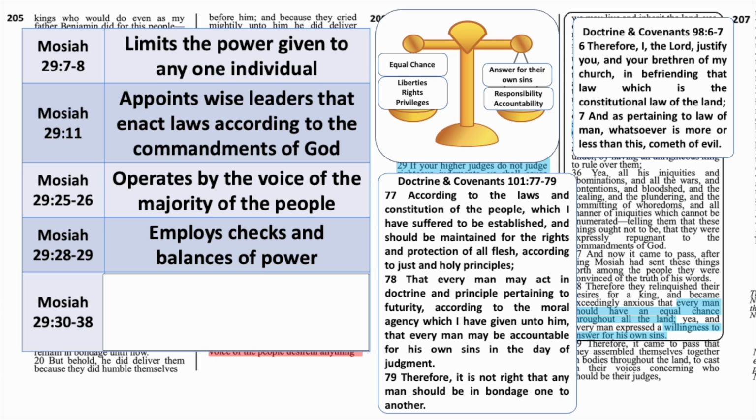In another section of the Doctrine and Covenants that's quite political in nature, we've got a warning about this balance. Doctrine and Covenants 98, verses 6 through 7. Therefore, I, the Lord, justify you and your brethren of my church in befriending that law which is the constitutional law of the land. And as pertaining to law of man, whatsoever is more or less than this cometh of evil. In this balance, if you give either side more or less, then that cometh of evil.